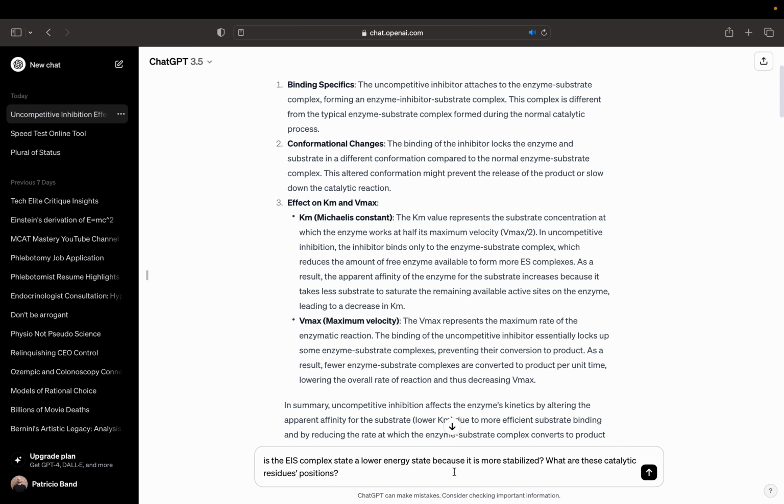So what are these residues positions? That was our question. If it's taking less substrate, the affinity is increased. The affinity is increased because, so this is a cause and effect, it takes less substrate to saturate the remaining available active sites, because all those enzymes and substrates have formed complexes.